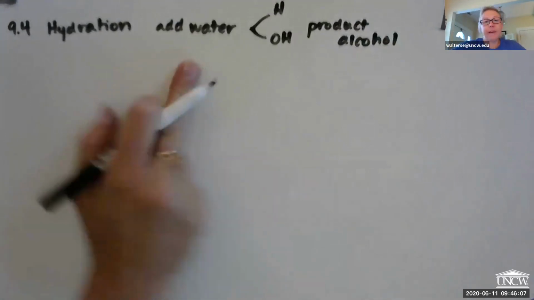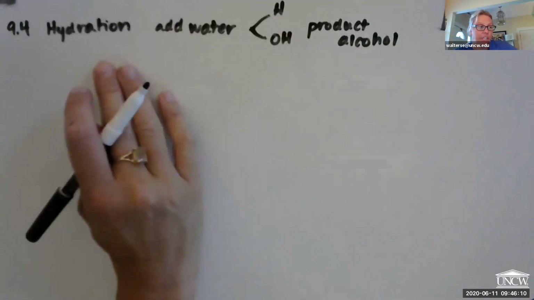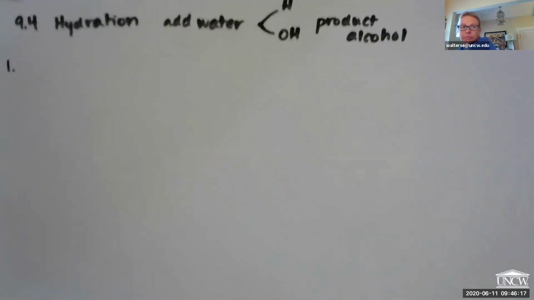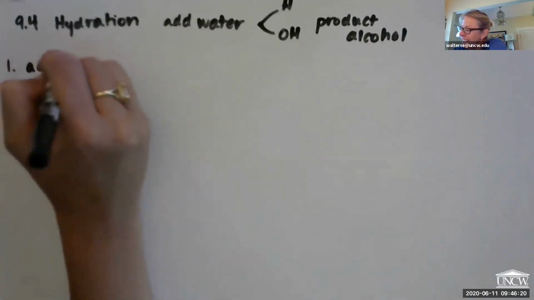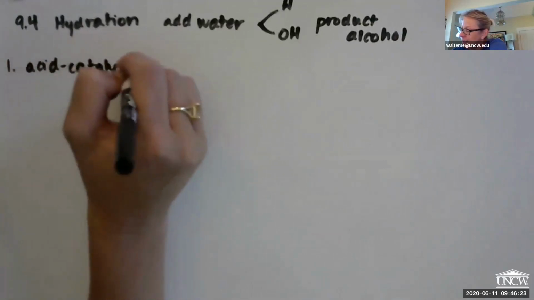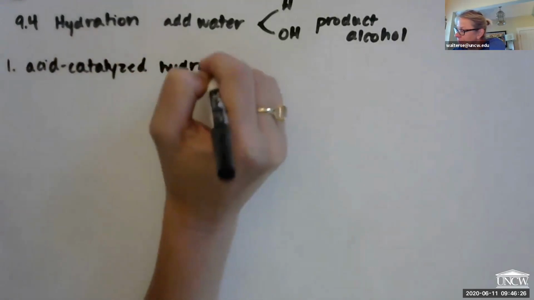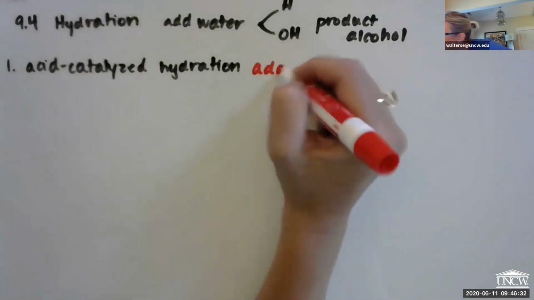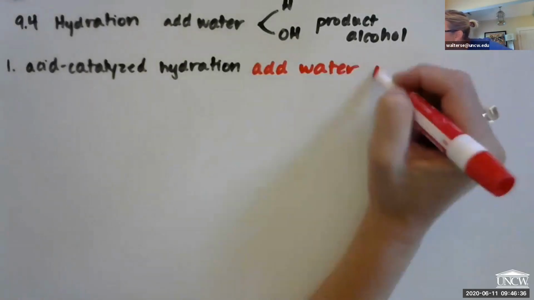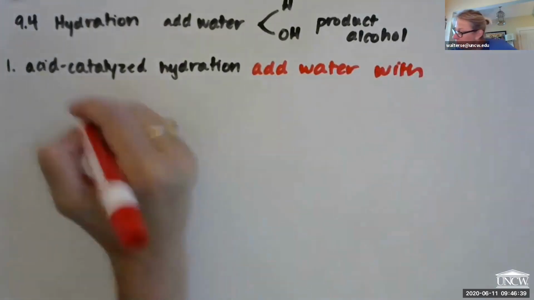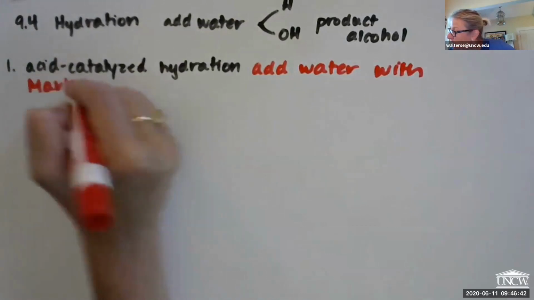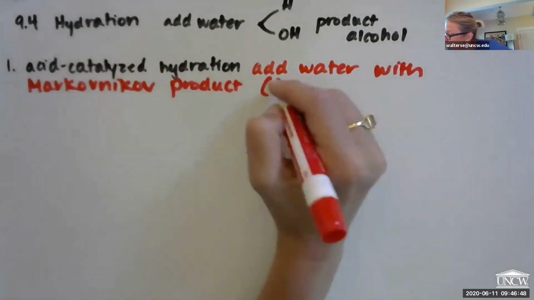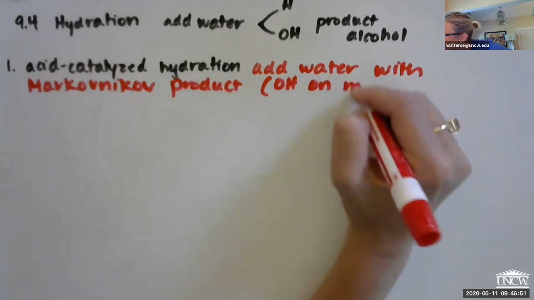There's three types of mechanisms that all fall under the category of hydration. Okay. So the first of the three is called acid catalyzed hydration. Okay. Acid catalyzed hydration will add water to make a Markovnikov product. And in terms of hydration, that means the OH is going to be on the more highly substituted vinylic carbon.